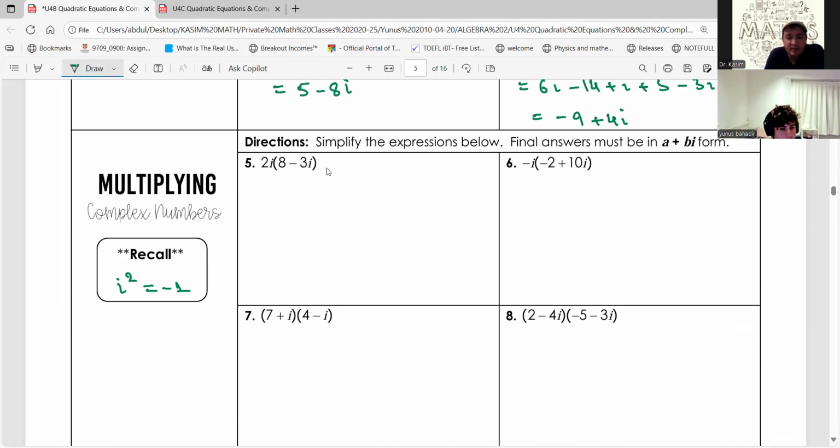It's just 2i times 8 minus 3i, equals 16i minus 6i squared. I times i squared, right? And now we know that i squared is negative 1, right? So negative 6 times negative 1, it is 6 plus 16i. And also remember that the standard form of a complex number is always written as a plus bi.